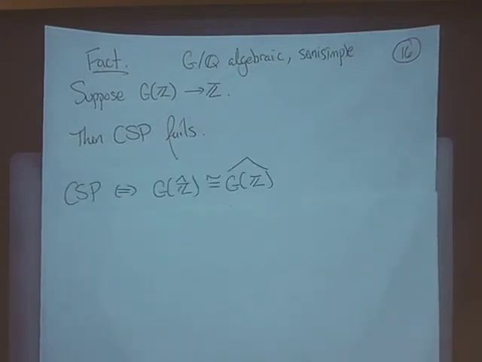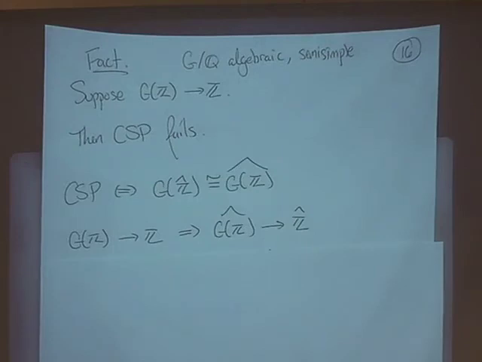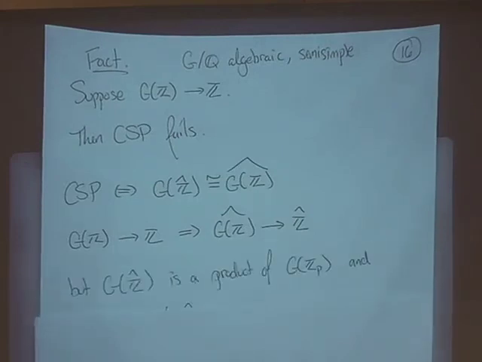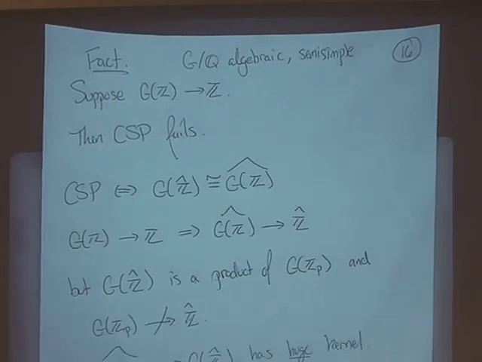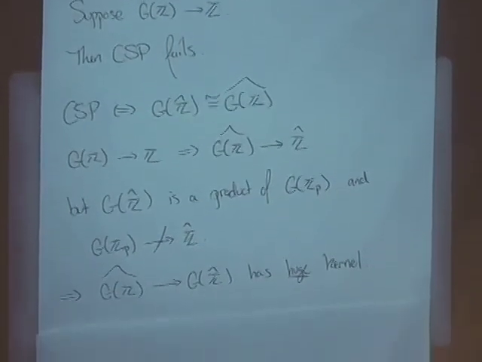CSP tells you that, well, really, you should say that the kernel's finite, but it says that the profinite completion of G of the profinite completion is isomorphic to the profinite completion of G. But you see, if you had a map on Z, you get a map to Z hat. And this is a product of things that don't map onto it. And so that tells you that this has a huge kernel.